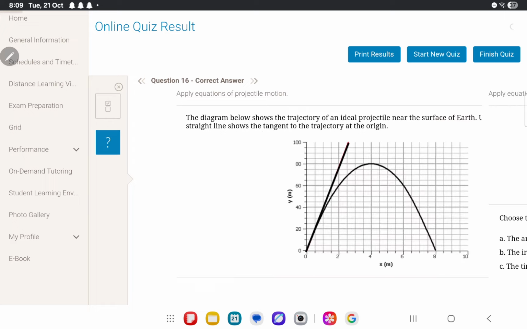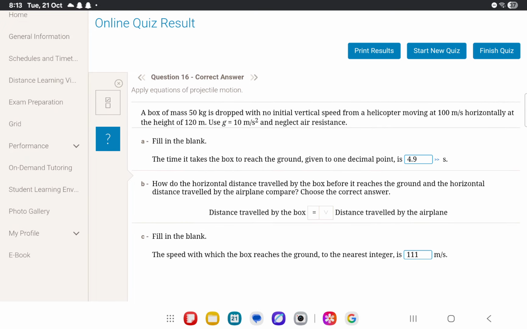Question 16. For question 16, it's essentially a special case of projectile motion. So here, you have a plane or helicopter, whatever, I don't really know what it is. It's a helicopter. It drops a box.